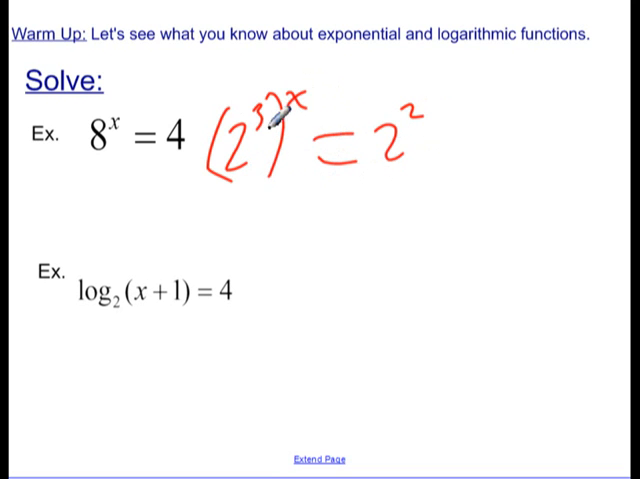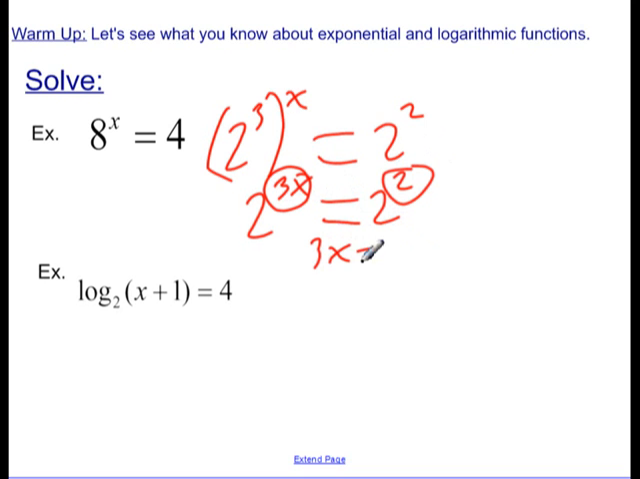So now we have the same base. This one, 2 to the third to the x, using our power exponent rule, we can rewrite it like that, because that's just 2 to the 3x. And now this becomes a very simple equation to solve, because this has to equal this in order for that equation to be true. So we simply solve the equation 3x equals 2, which is x equals 2/3. So that's one way you can solve this problem.